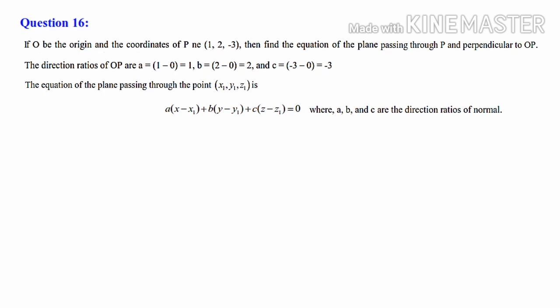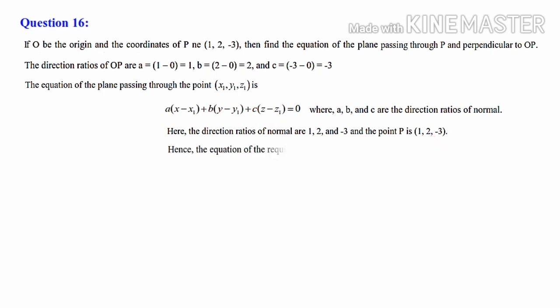So our normal is OP, because we want the equation of the plane passing through P and perpendicular to OP. Perpendicular is the normal, so our normal is OP. The direction ratios A, B, C we have got, that is 1, 2 and minus 3. So the direction ratios of the normal are 1, 2 and minus 3, and the point it passes through is 1, 2, minus 3, that is x1, y1, z1 are 1, 2 and minus 3 respectively.